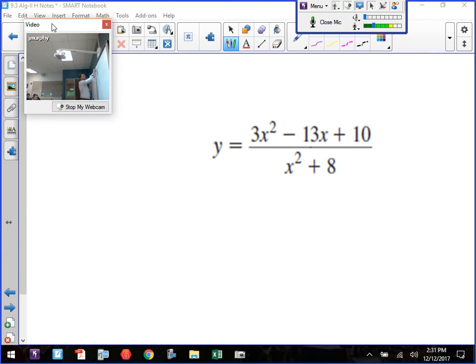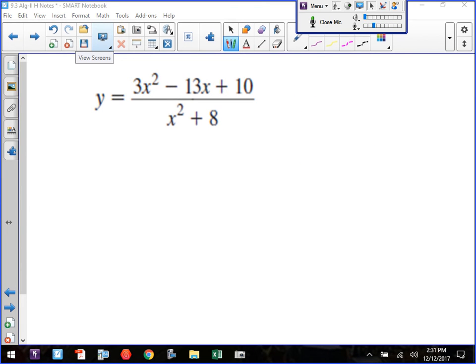Look at this one. 3x squared minus 13x plus 10 over x squared plus 8. What we want to do here is we start again by going through the list of things that are on our sheet. First thing you do is always find your x-intercepts. In order to find your x-intercepts, you have to factor the numerator.